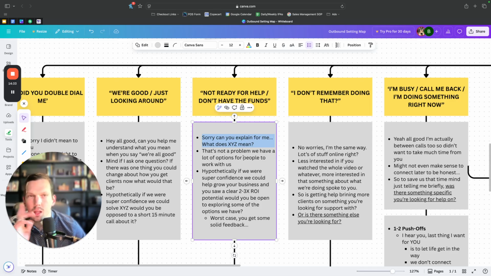Yeah, I mean, it's not a problem, right? Because we actually have a lot of options for people to be able to work with us. So just like a hypothetical situation, if after a conversation we're super confident we could help grow your business and you saw a very clear 2 to 3 plus X ROI potential, would you be open to maybe exploring some of the financial payment options that we have? Worst case scenario, you jump on this call and you get some really good feedback.